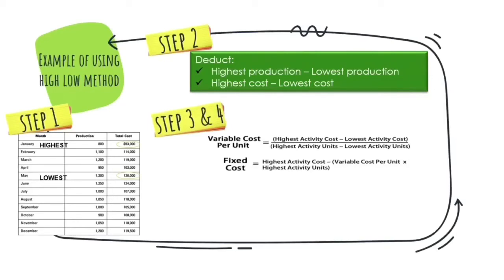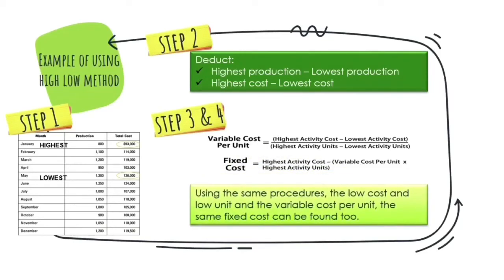To get the variable cost, you need to divide the change in cost by the change in units sold. Then you will get your answer. Lastly, to get the fixed cost, you need to use the variable cost answer. To verify your answer, you can use the same procedure with the low cost, low unit, and the variable cost per unit. The same fixed cost will be found. You can try.